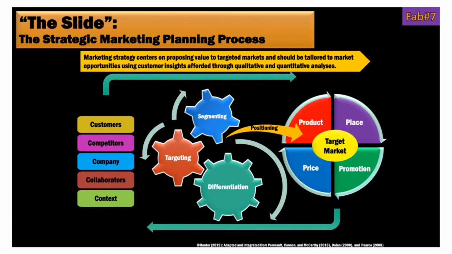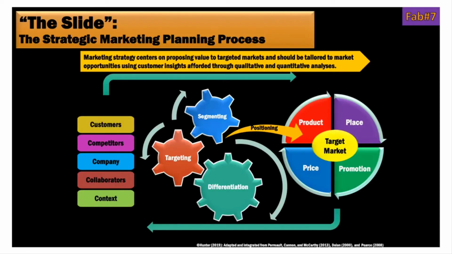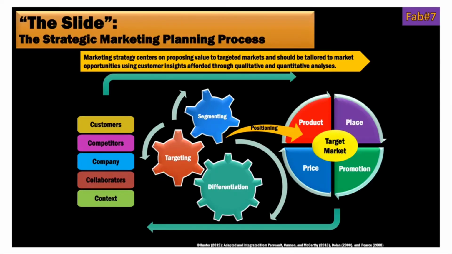Moving more to the middle, you have your S, T, D, and P. Segmenting is when you divide who you're going to focus on based on common characteristics. Targeting is deciding which of those segments you're going to focus on and nuance your product or service for. Differentiation is basically what you have that your competitors don't. And the little arrow that swings over into the 4 P's is positioning. So basically it's how you're positioned in the mind of your consumers.